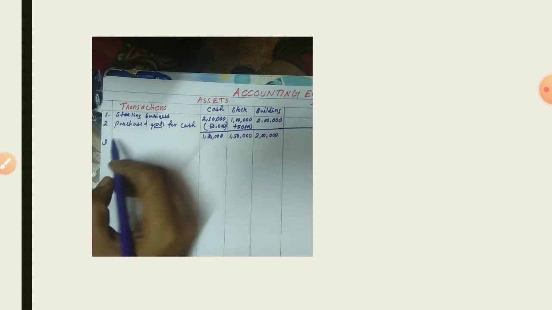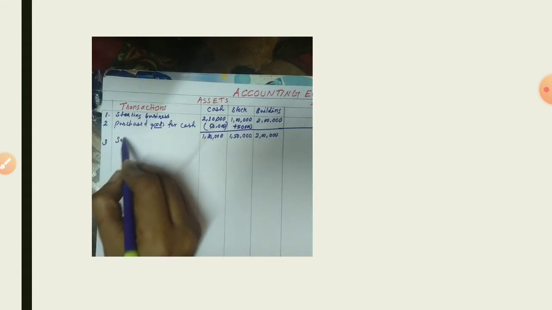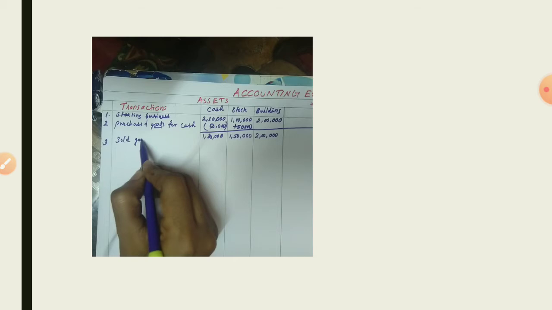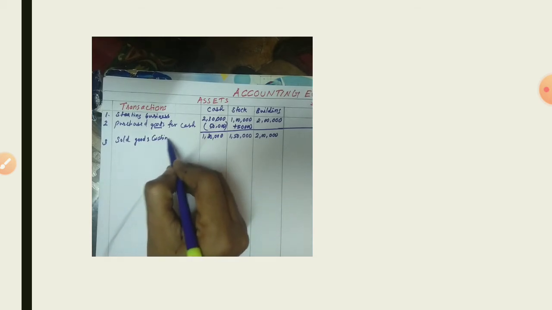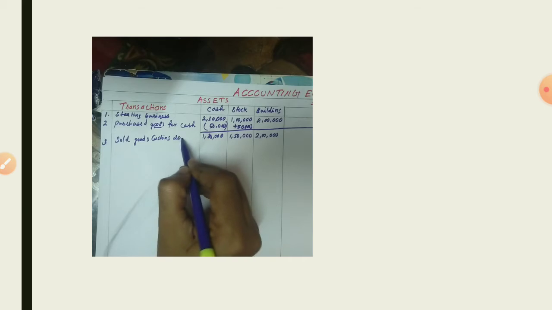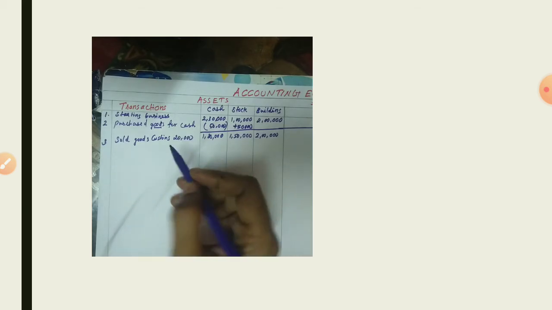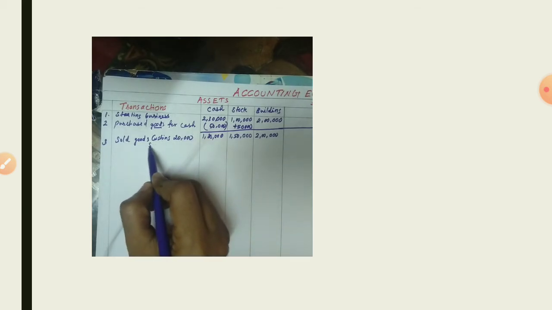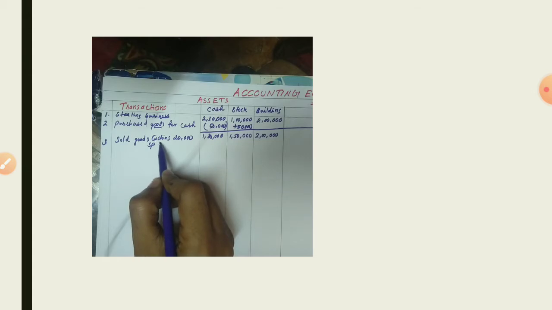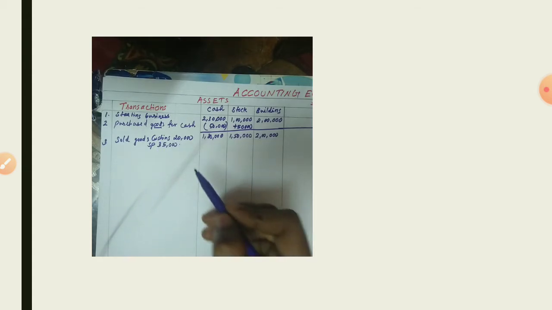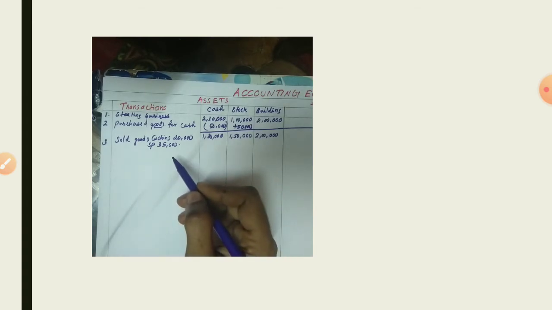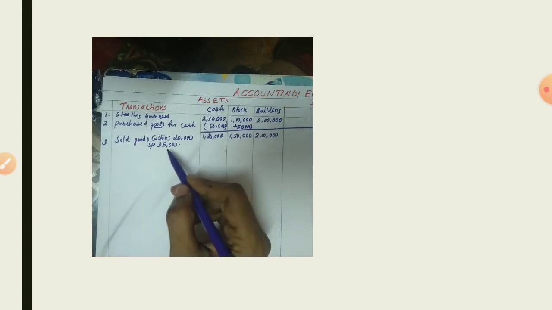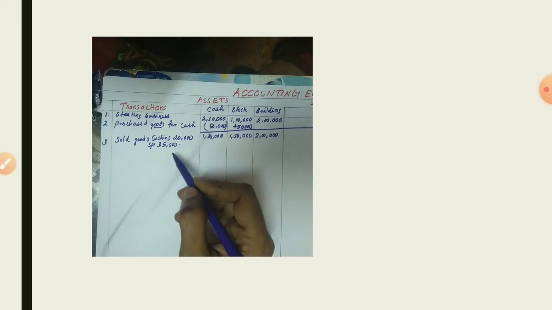Now the third case is sold goods. He sold goods costing 20,000. 20,000 is the cost price, but he sold it at a selling price of 35,000. So imagine you have something, you spent 20,000 for it, and you sold it for 35,000.